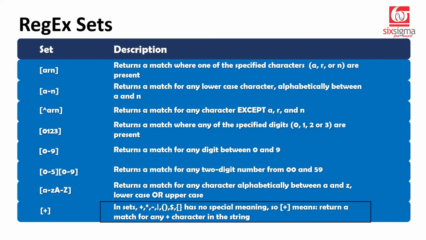This square bracket plus has a special meaning because a lot of these plus, asterisk, hyphen, pipe, parenthesis have no special meaning otherwise. So plus here within the square bracket would return a match for any plus character in the string. Remember, we talked about plus earlier when we talked about meta characters. We're talking about one or more repetitions. So when we put it like this, it would actually be looking for the occurrence of plus, not treating it as a meta character. Next, we will move on to the hands-on relative to the regular expressions.